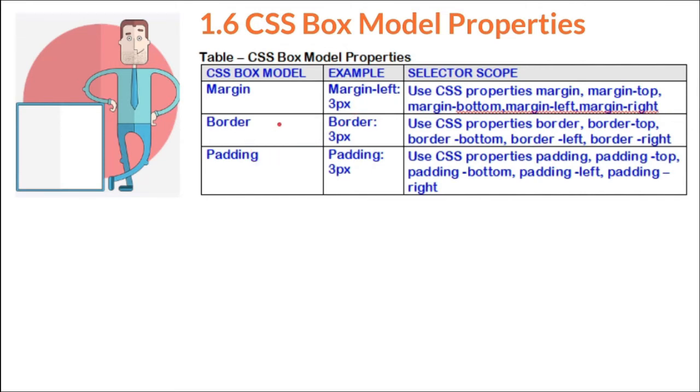The border of the CSS box we can specify as border colon 3 pixels. It uses the CSS properties border, border top, border bottom, border left, and border right. Padding in the CSS box model can be specified as padding colon 3 pixels. Use CSS properties padding, padding top, padding bottom, padding left, padding right.